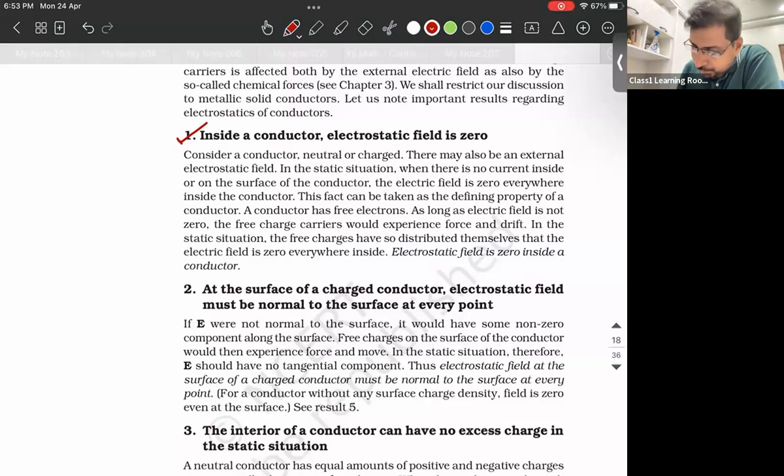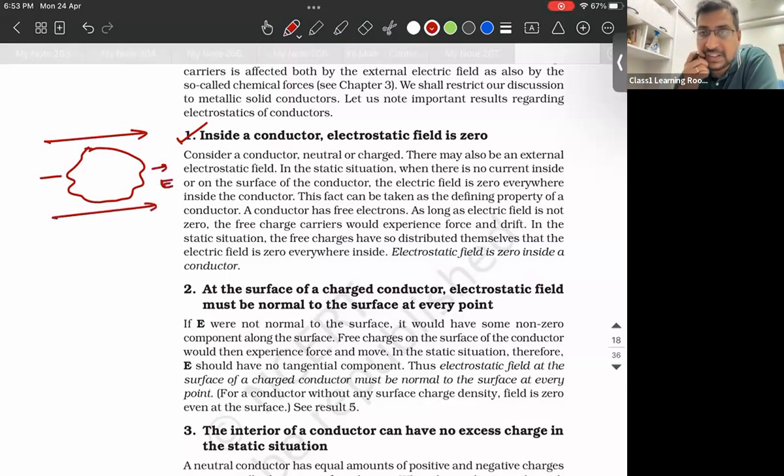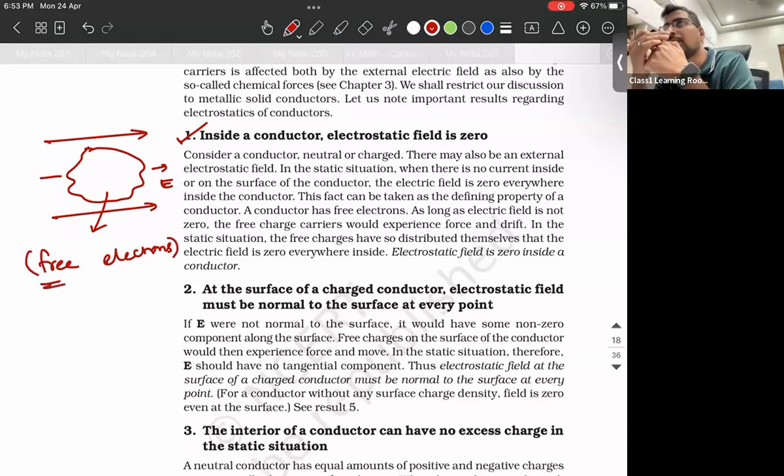So the meaning of it is, suppose I take a conductor of this sort, and I place this conductor in an external electric field. If I place the conductor in an external electric field, what will happen in this scenario is, listen to this carefully. Inside a conductor, you have free electrons. So what is present inside a conductor? You have free electrons. What will happen to those free electrons when they are subjected to a force?